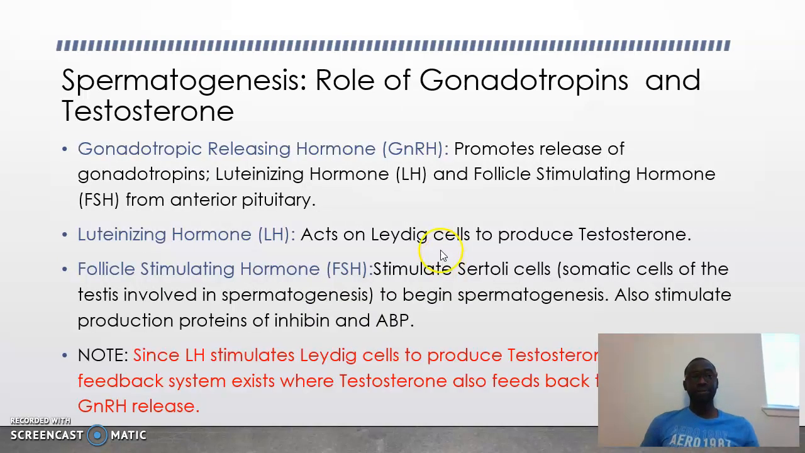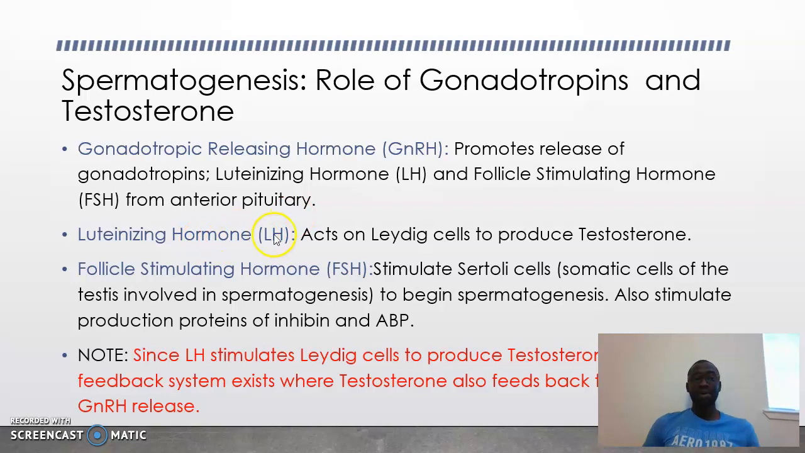Okay. The role of gonadotrophins and testosterone in spermatogenesis. Here we're looking at the role of various hormones in facilitating the process of spermatogenesis. Let's start with gonadotrophin releasing hormone, GnRH. GnRH promotes release of gonadotrophins, which are LH and FSH, from the anterior pituitary. LH is luteinizing hormone and FSH is follicle stimulating hormone.